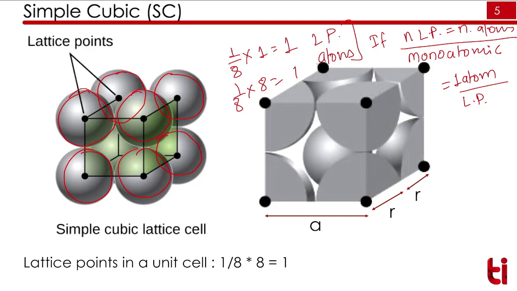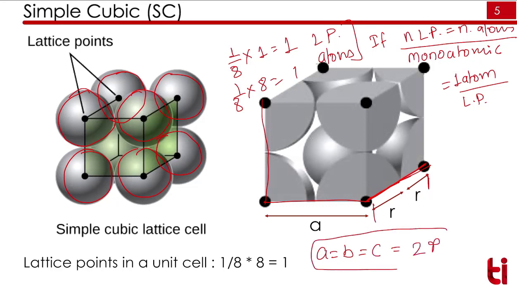Now you should know the length of this unit cell, and that length we can find out using the radius of an atom. So here we can see that this is the radius of the first atom at the corner, this is the radius of the second atom at the corner, and this gives you a 2r distance. We know that this length is a, this length is c, and this length is b. So a equal to b equal to c is here 2r. This is true for simple cubic.